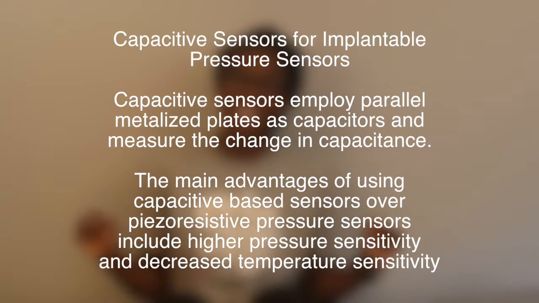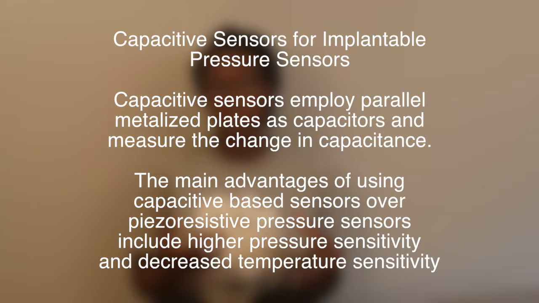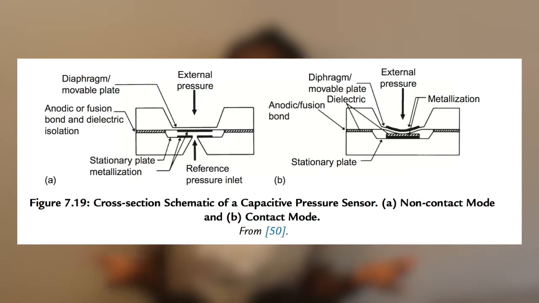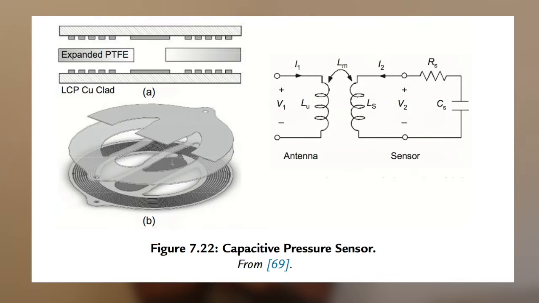And capacitive sensors employ parallel metallized plates as capacitors and measure the change in capacitance. The main advantage of using capacitive-based sensors over piezoresistive pressure sensors is that they have a high pressure sensitivity and decreased temperature sensitivity. However, these capacitive pressure sensors suffer from excessive signal loss due to the capacitance. Some other examples include optical transduction-based pressure sensors and piezoelectric pressure sensors.